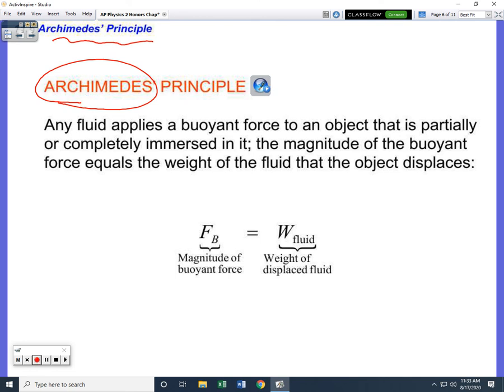I put this little world up here. I've linked it to a TED Ed video. I'm going to put that on as well. It gives a good idea of a potential of what may have happened with Archimedes in terms of that.